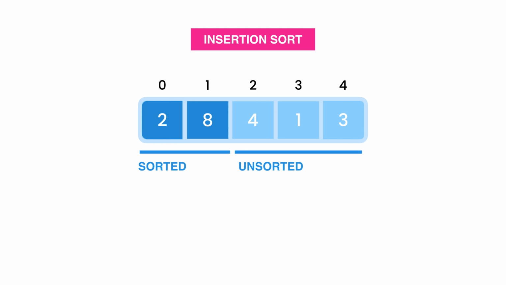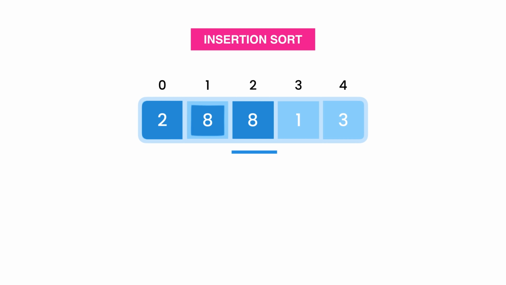In every step, we pick one item from the unsorted part and insert it at the correct position in the sorted part. So next we read 4. Now we look at the items we have seen so far. If they're greater than 4, we shift them to the right to open space to insert 4. So here we shift 8 to the right.